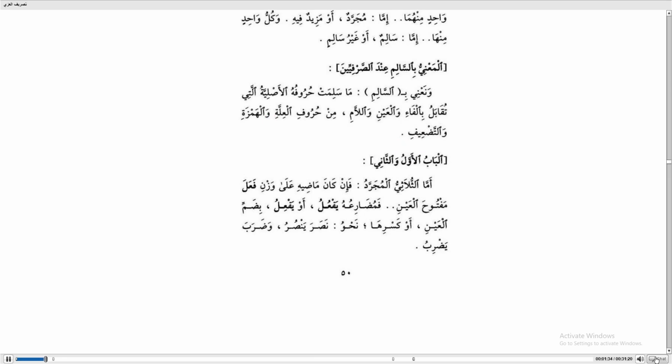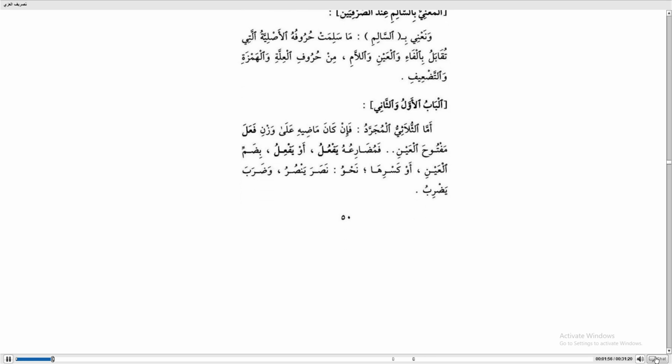And التضعيف, we said, in the 3-letter verb is when the ain and the lam are identical, and التضعيف in the 4-letter verb is when the fa and the first lam are identical, so are the ain and the second lam.